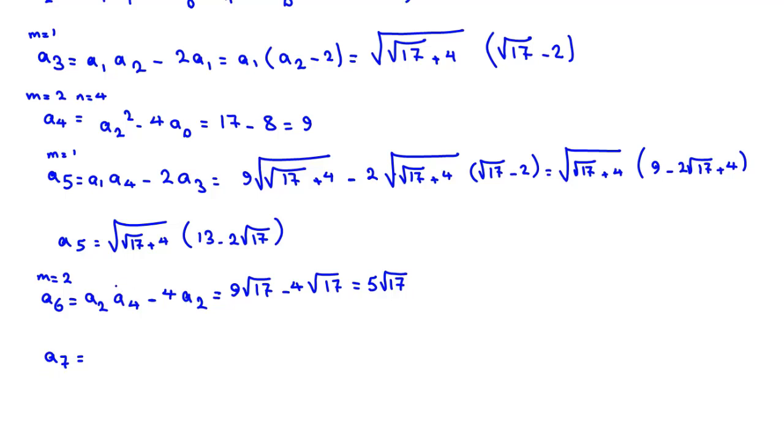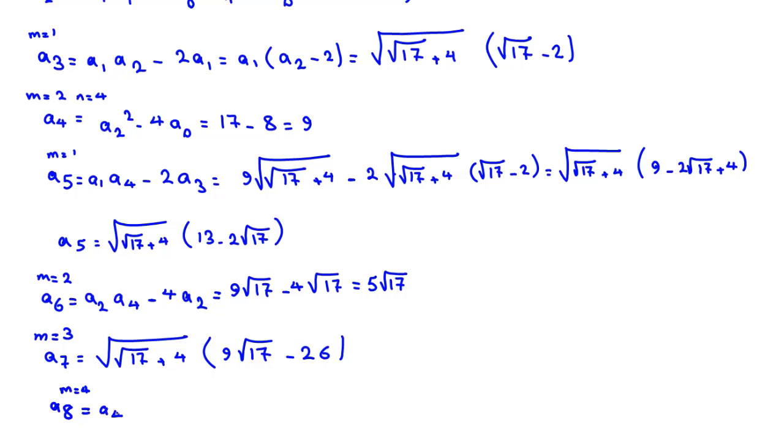and so on. If you calculate A7 exactly, let me tell you, you should replace m with 3, for example. Also with other ways you can reach it. In this case, it will be the square root of 17 plus 4, if you simplify, times 9 square root of 17 minus 26. And if you calculate A8, for example, you can say m is 4. You can say A4 squared minus 16A0. A4 is what? A4 squared is 81 minus 16A0. 16 times 2, 32, 49.